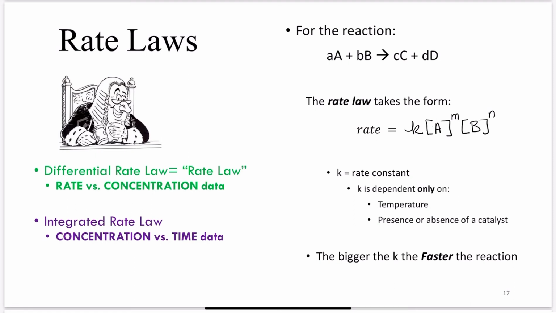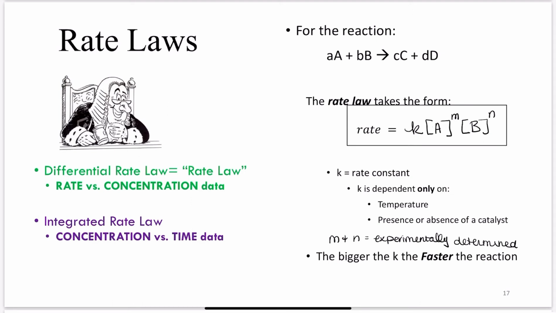k, your rate constant, is dependent only on temperature and the presence or absence of a catalyst. The units on k vary for the rate you have. m and n are proportionality constants, and they are experimentally determined. But this form of the rate law, you need to get very comfortable with because you're going to be determining the rate law of many reactions with this form. Also, just generally speaking, the bigger that value of k, the faster the reaction goes.